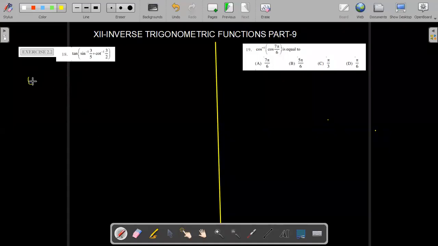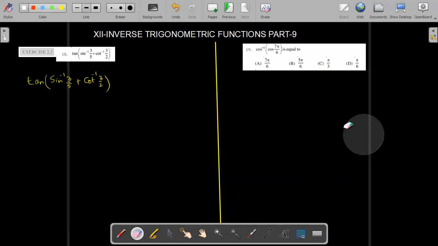We have to find the value of 10 sine inverse 3 by 5 plus cot inverse 3 by 2. So obviously we need to convert both of them into tan so that we can apply tan inverse x plus tan inverse y.